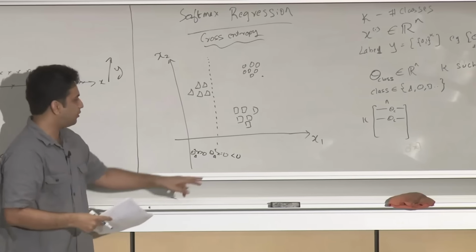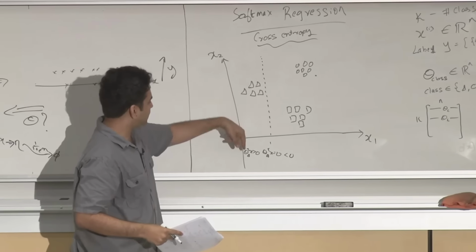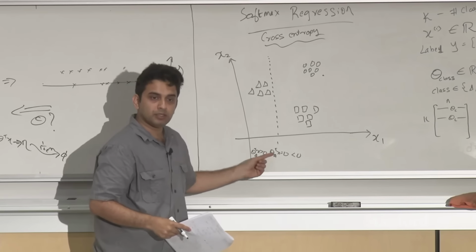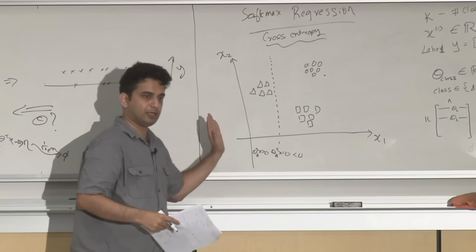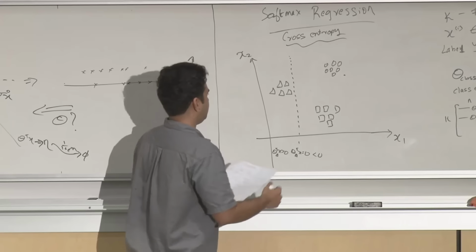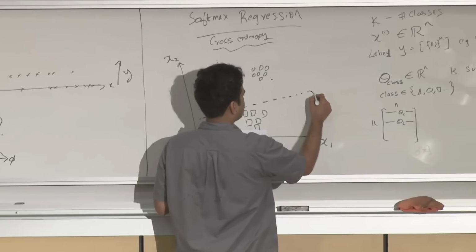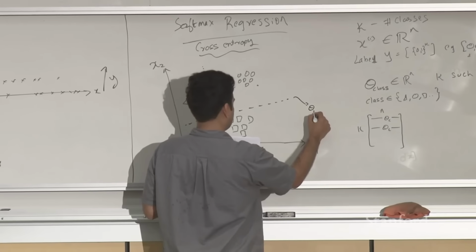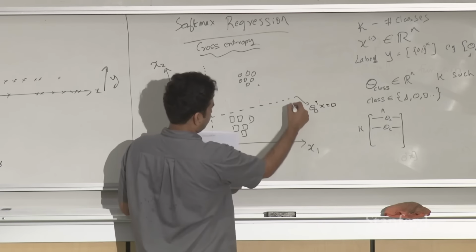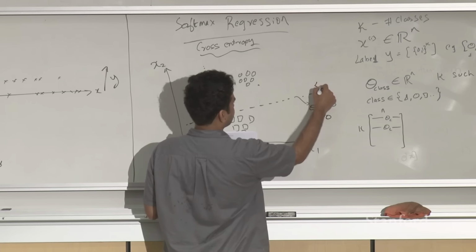Right? So for the theta triangle class, there is this line which corresponds to theta triangle transpose x equals 0. Anything to the left will give you a value greater than 0, anything to the right less than 0. Similarly, there is also a line that corresponds to theta square transpose x equals 0. Anything below will be greater than 0, and anything above will be less than 0.